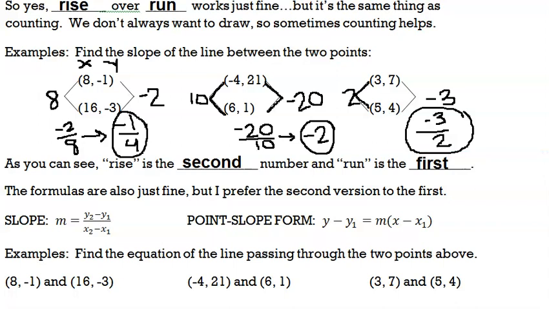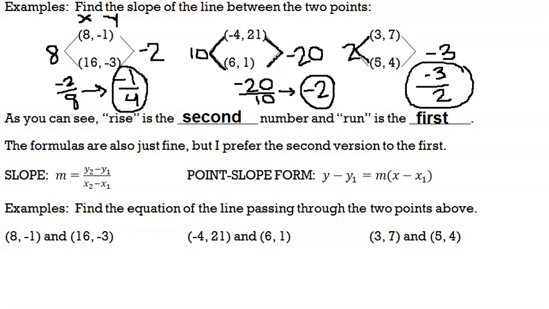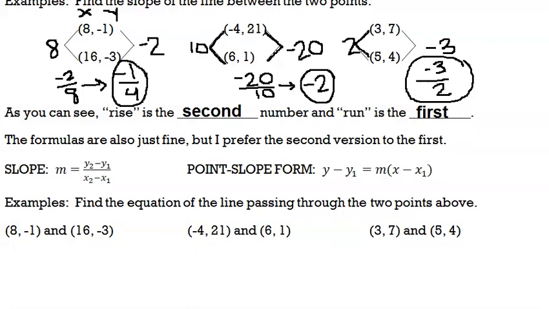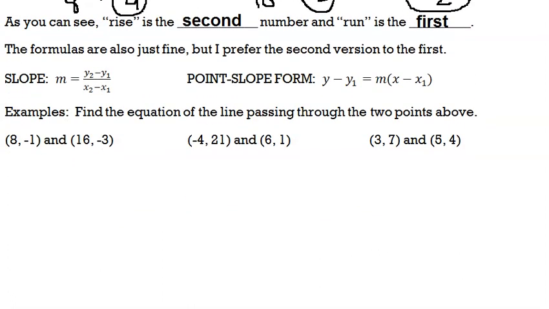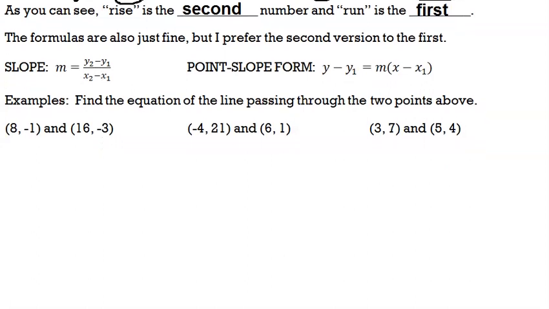All right, now, one other thing here. We're going to get to point-slope form. And I have met a lot of people who think point-slope form is somehow complicated. It's really not. In fact, it's the slope formula just written differently. That's really all it is. And let me prove it to you real quick.